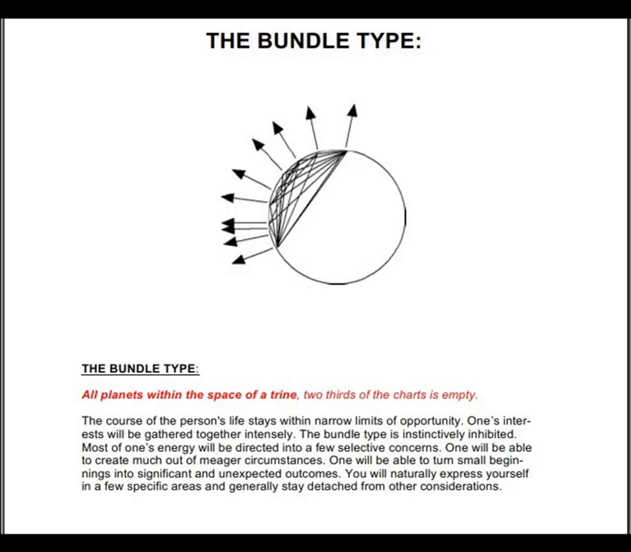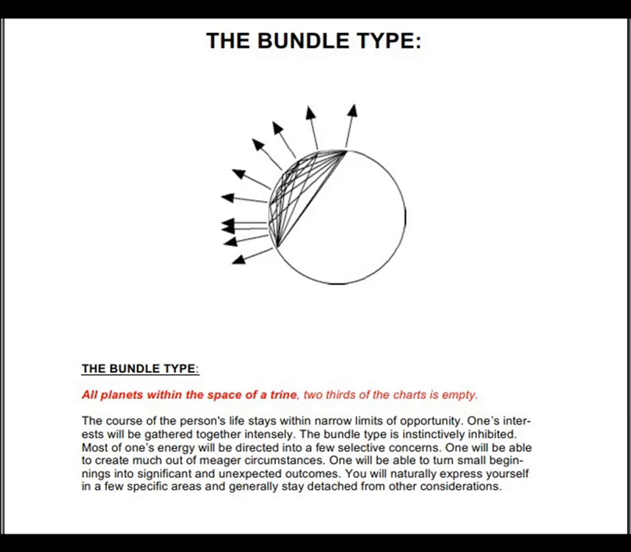The first pattern type is the bundle type. All the planets are within the space of a trine. 2/3 of the chart is empty. So this pattern type is just a grouping of all your planets. They're all on one side within a trine. There are more conjunctions than anything else, no oppositions. So this is the uniqueness of the energy of the conjunctions. All the other pattern types often have oppositions or some awareness of what they're doing. This is more a direct drive.